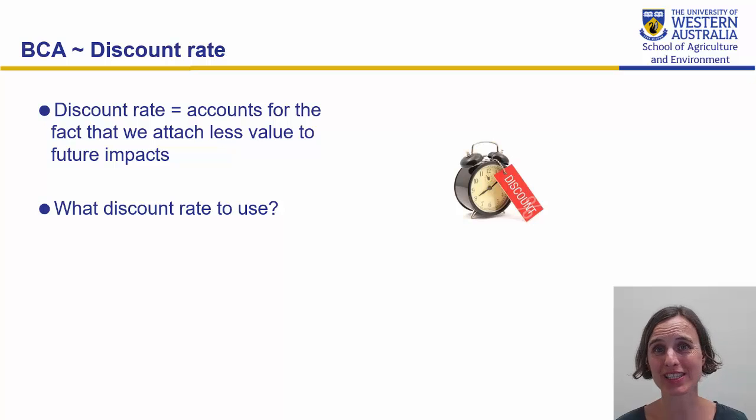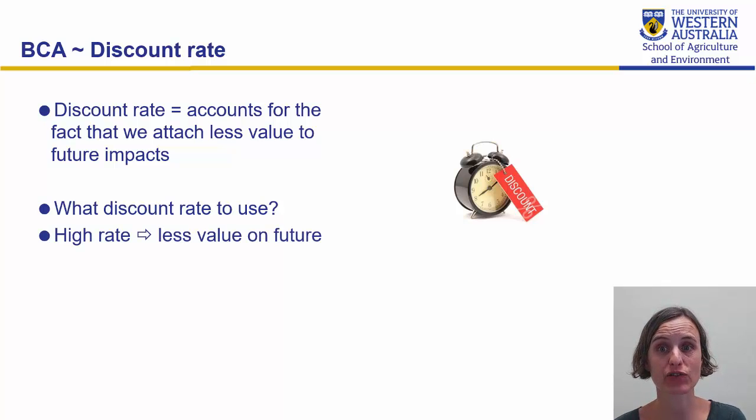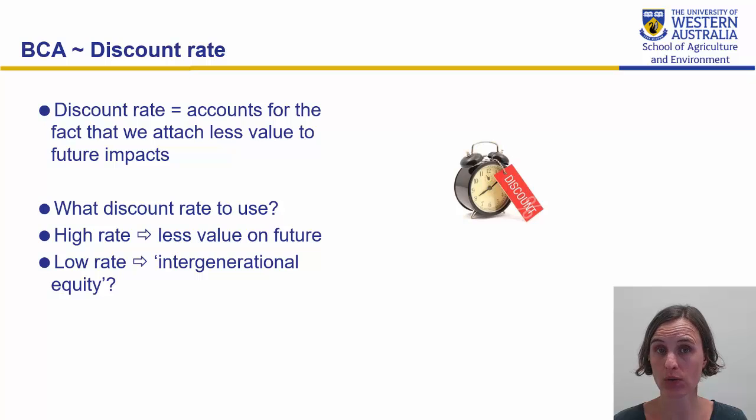But there's a whole discussion going on about what discount rate to use. Because if you, for example, use a high discount rate, it means that you put less value on the future. Whereas if you use a low discount rate, it means that you have a more equitable view, that you care more about future benefits.